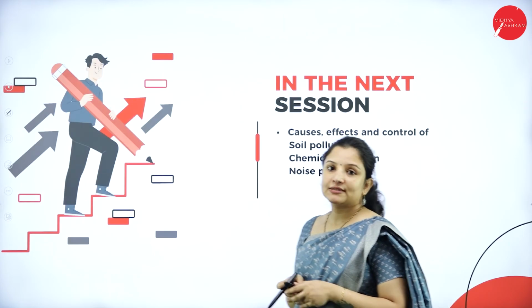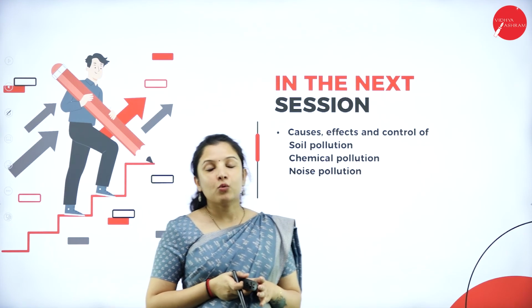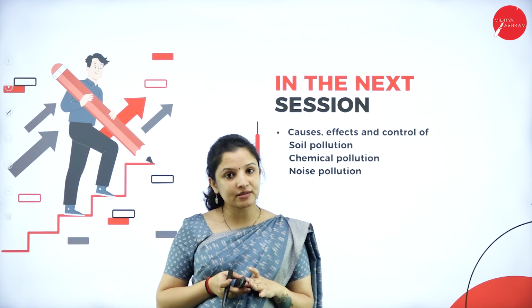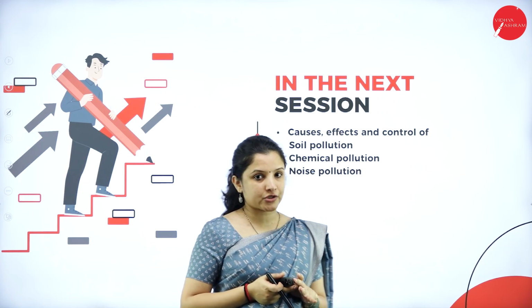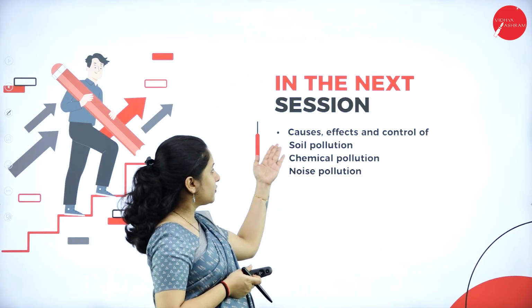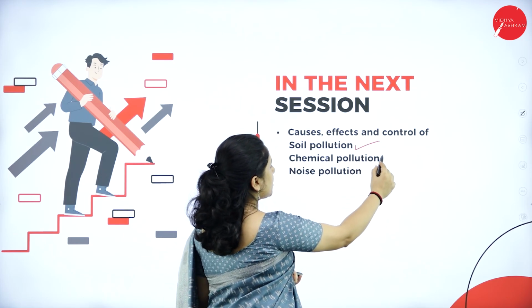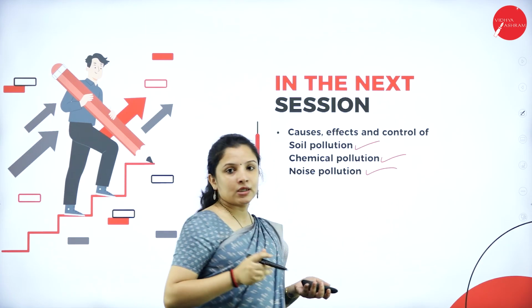So, this was about this session wherein we studied about water pollution and air pollution. What are the causes, what are the effects, and how to control these two pollutions. In the next session, we shall continue with pollution itself, wherein we'll talk about the causes, effects, and control of soil pollution, chemical pollution, and noise pollution.